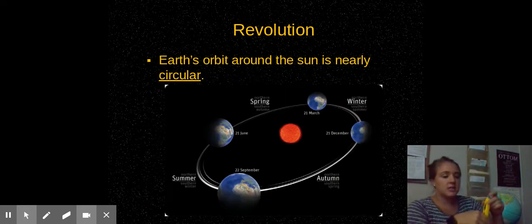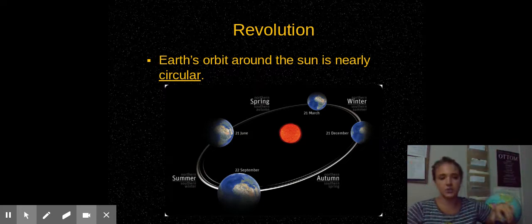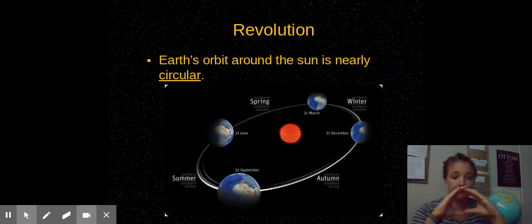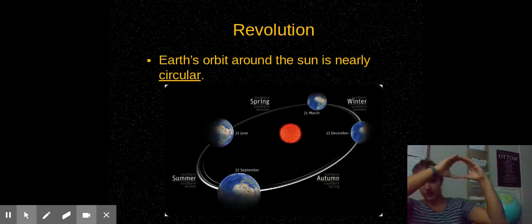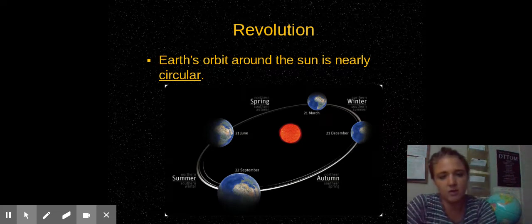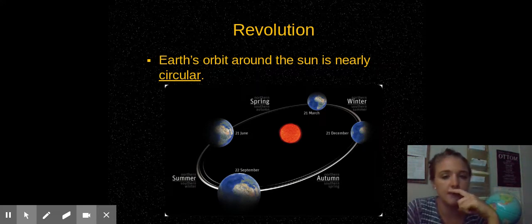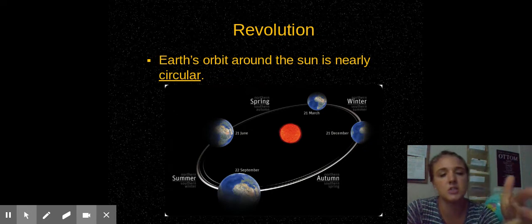Now, the revolution that the Earth takes around the sun, the path or the orbit, is nearly circular. It's not actually a perfect circle. It's more like a squished circle, like an egg shape. It's called an ellipse, which is why you can see in this picture here, it looks more like an oval, like a squished egg almost. It's not perfectly circular, which also plays an effect with the seasons as well.